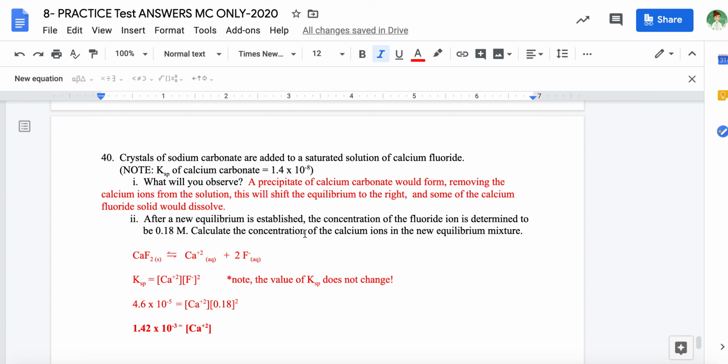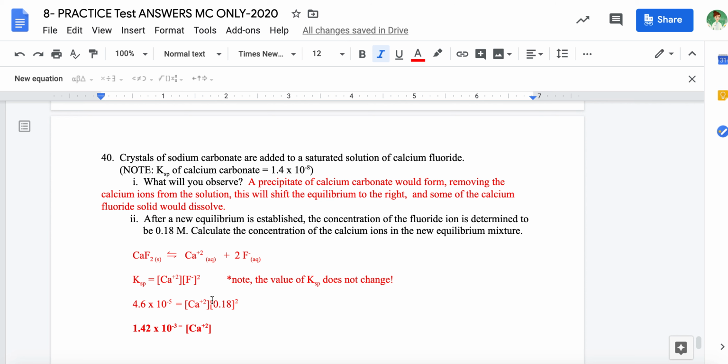Now, in this whole shift that's happened, we end up with a different concentration of fluoride ions. What would be now the concentration of calcium ions? Well, the big idea to remember is that the value of KSP doesn't change. So if the KSP is exactly the same, but now you know what the concentration of the fluoride ions is, you can calculate the concentration of the calcium ions.